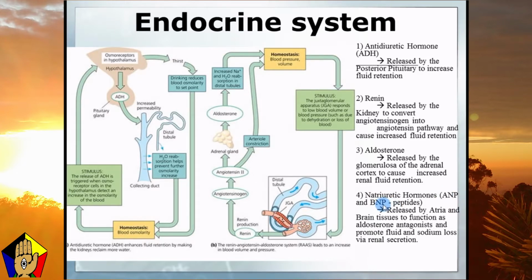BNP is the same thing, brain natriuretic peptide. This is for the brain. When the brain is experiencing high pressure, it'll release this chemical to help you get rid of sodium. Water chases it, bringing your blood pressure down, reducing the pressure in your brain.